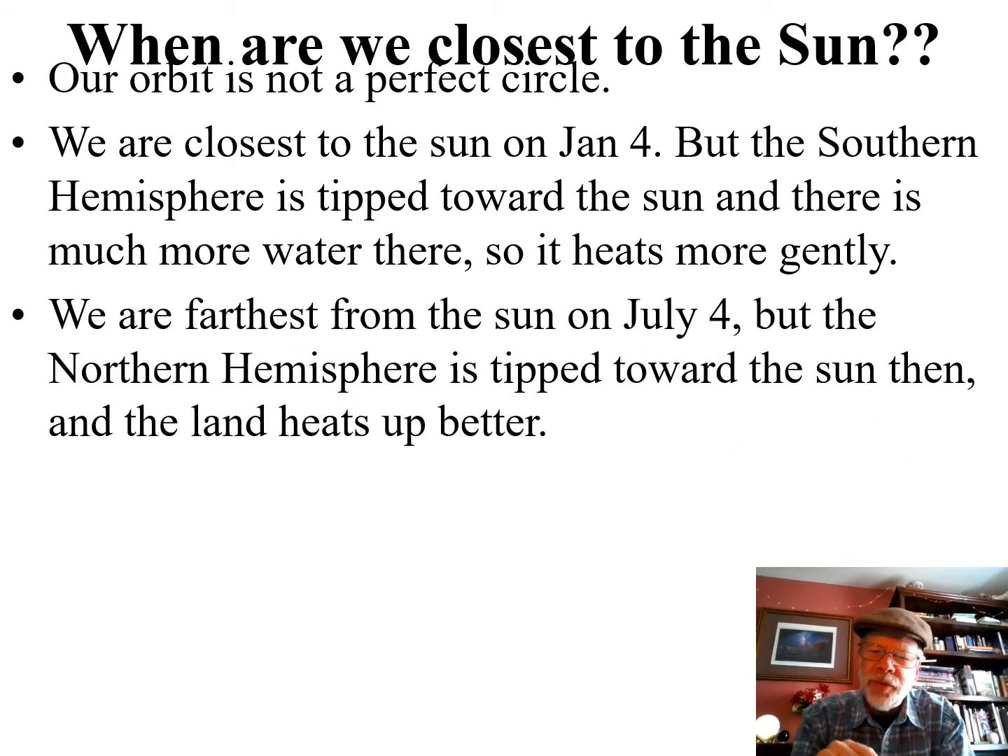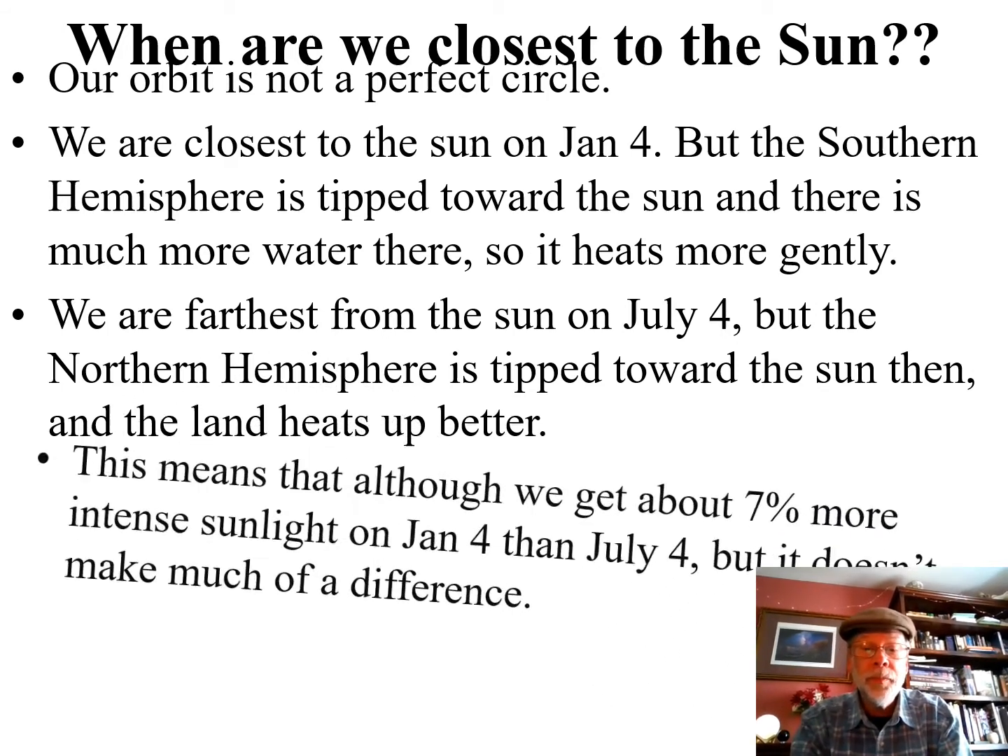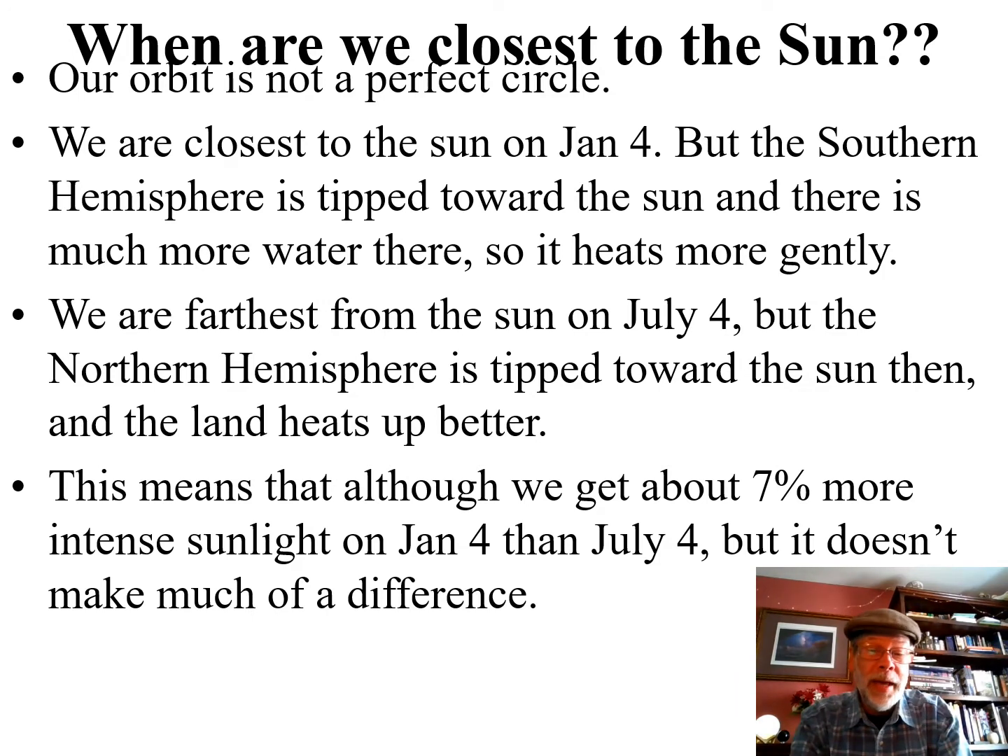So we're farthest from the sun on July 4th. But then we have the northern hemisphere pointed most towards the sun. And because there's a lot more land on the northern hemisphere, that heats up much more. So those two effects sort of balance each other out. So even though we get about 7% more intense sunlight on January 4th than July 4th, it really ends up not making that much of a difference, just because of the way the Earth is laid out in terms of water and land.